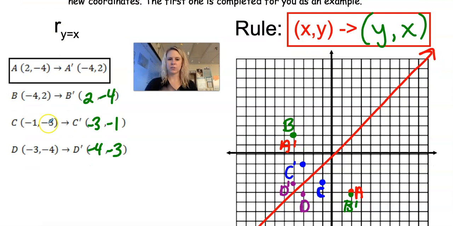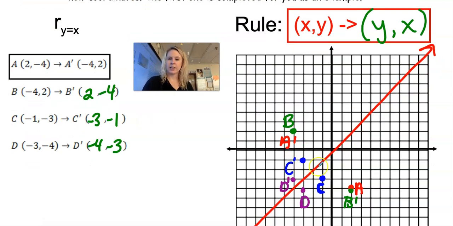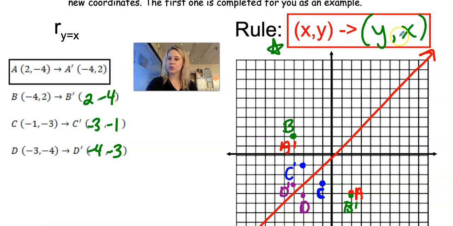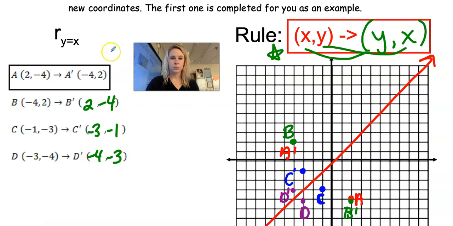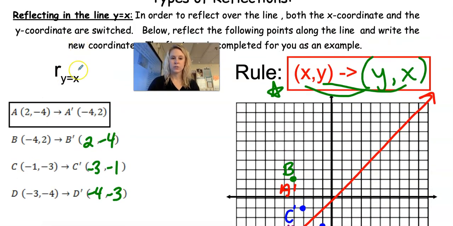So C, if you flip-flop them, you get -3, -1, and I graphed that in blue over here. Same thing for D, if you flip-flop them, you get -4, -3. So again, they're kind of splitting that middle line. All right. The rule, since your x's and your y's switch, just switch them. So x becomes y and y becomes x. That's how you can kind of look at it. Okay. So for reflection over the line y equals x, you flip your coordinates. Okay. I would memorize that one.